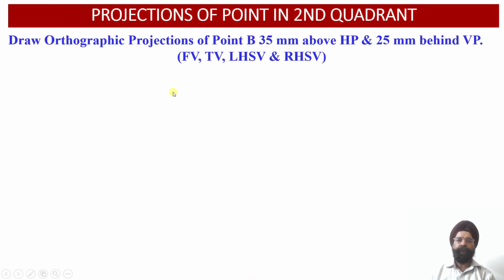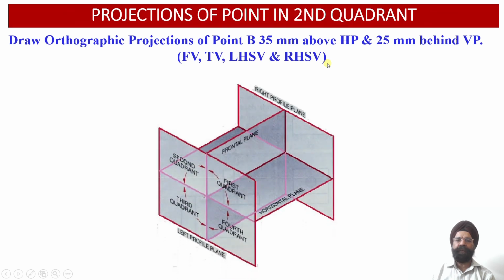Now here we have been provided with the location of a point available with us in the second quadrant, and now we are required to obtain the front view, top view, left hand side view and the right hand side view orthographic projections of the point.